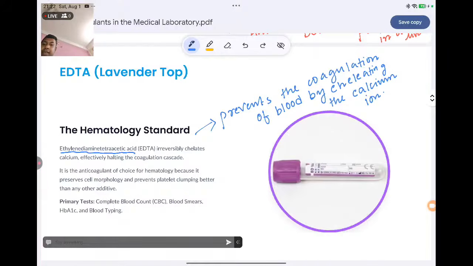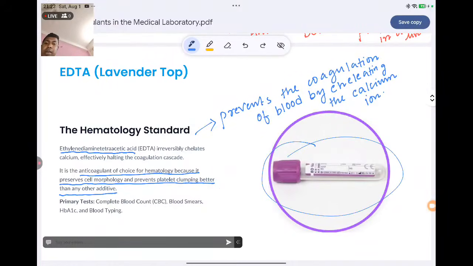So it is an anticoagulant of choice for hematology, because it preserves the cell morphology and prevents platelet clumping better than any other additive. If we collect blood in EDTA, then we can perform hematology experiments, and it also prevents the coagulation. It also preserves the cell morphology, which helps in the study of red blood cells, white blood cells, and platelets.